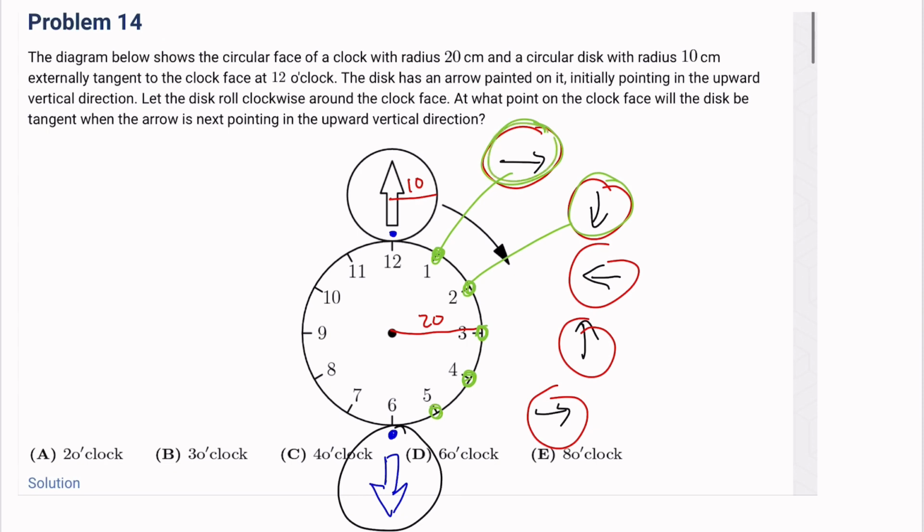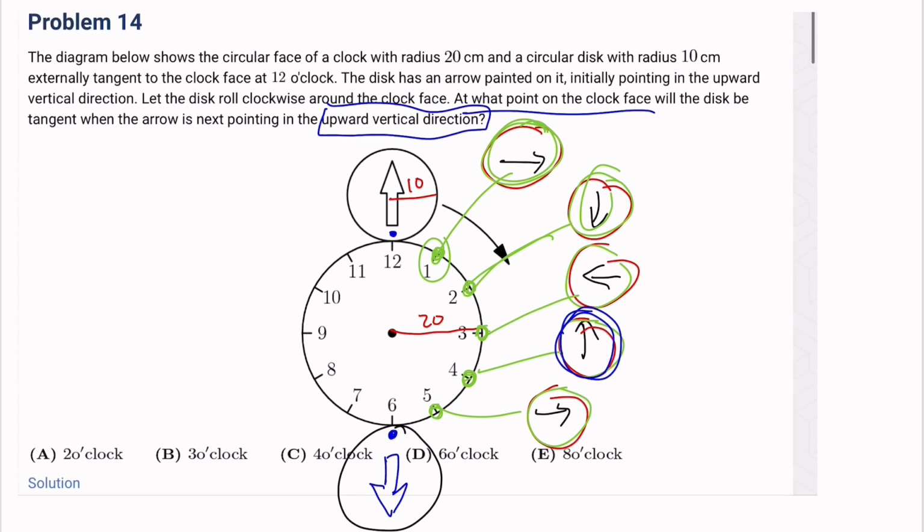the arrow will be like this at 1 o'clock, like this at 2 o'clock, like this at 3 o'clock, this at 4 o'clock, and this at 5 o'clock, right? But we are asked, at what point will the disk be tangent when the arrow is next pointing in the upwards vertical direction. So we want this one, and this one is connected to 4 o'clock. So the answer is 4 o'clock.